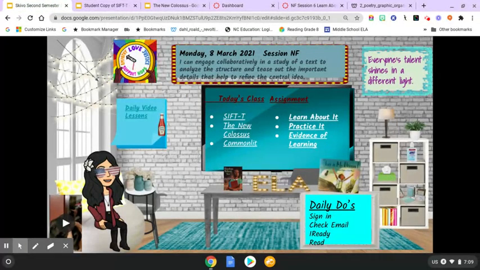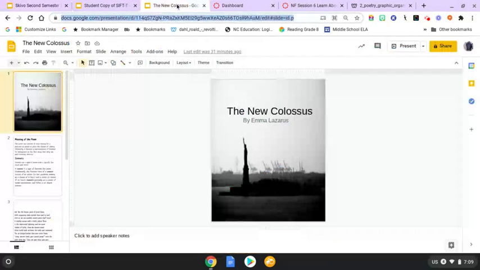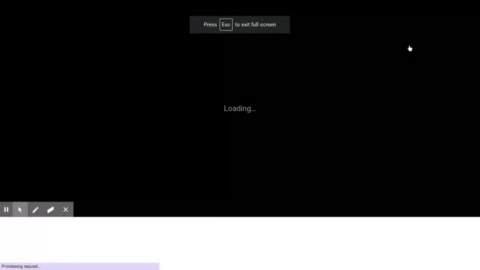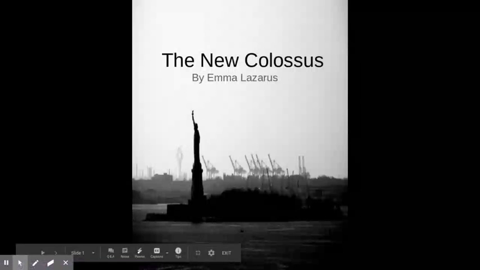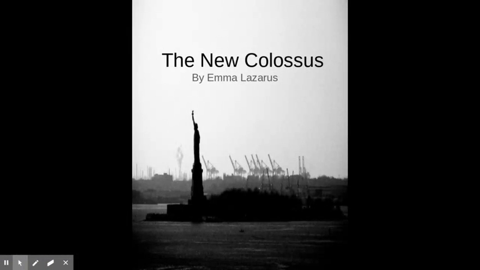We are going to talk about a poem called The New Colossus today. And The New Colossus is a poem that was written in the 1800s for a very specific purpose. As you can see in the picture, you see a picture of the Statue of Liberty. That is the new Colossus. I'll tell you that much. That is the new Colossus.